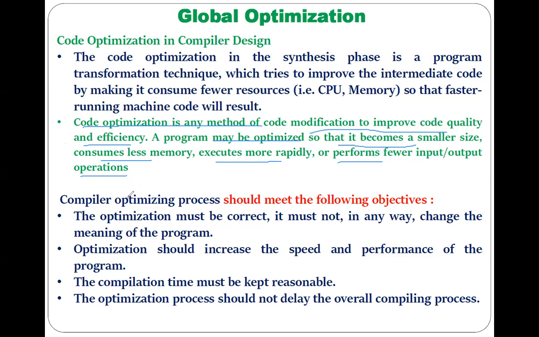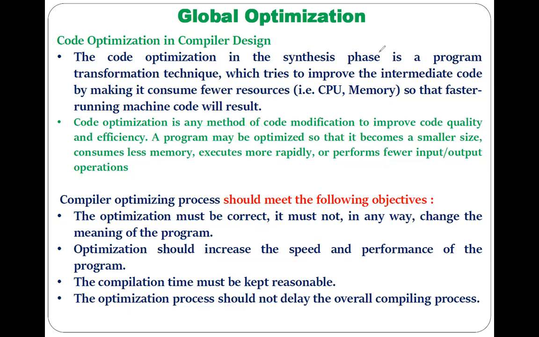So what is the objective? What is the need of performing code optimization? The main objective behind code optimization is that optimization must be correct and it must not change the final meaning of the program. And by performing the optimization, it must increase the speed and performance of the program. And also the compilation time should not get increased. Understood. So for that purpose, we perform the optimization.